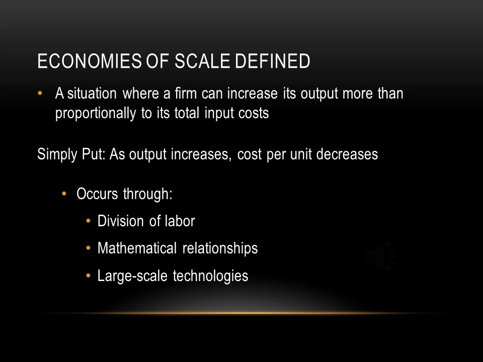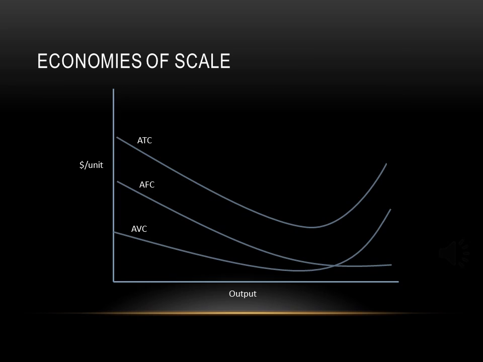So what are economies of scale? Economies of scale are a situation where a firm can increase its output more than proportionally to its total input costs. To put it simply, as output increases, cost per unit decreases. This occurs through division of labor, mathematical relationships in factory size and volume, and large-scale technology such as assembly lines.